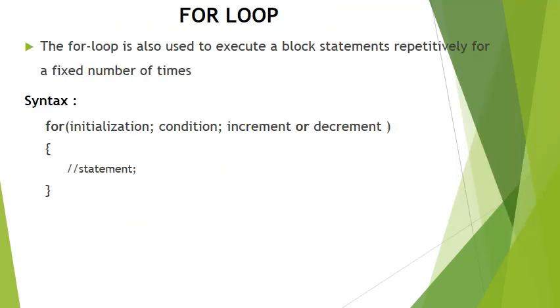The next one is the for loop. Similar to the while loop, the for loop is also used to execute a block of statements continuously for a fixed number of times until a particular condition becomes false. The syntax of the for loop is that the first part is the initialization section. After that, you have to give a semicolon. The next part is the condition part. And again, there is a semicolon. And the third part is the increment or decrement section. And inside the braces, we have to give the block of statements that are to be executed repeatedly.